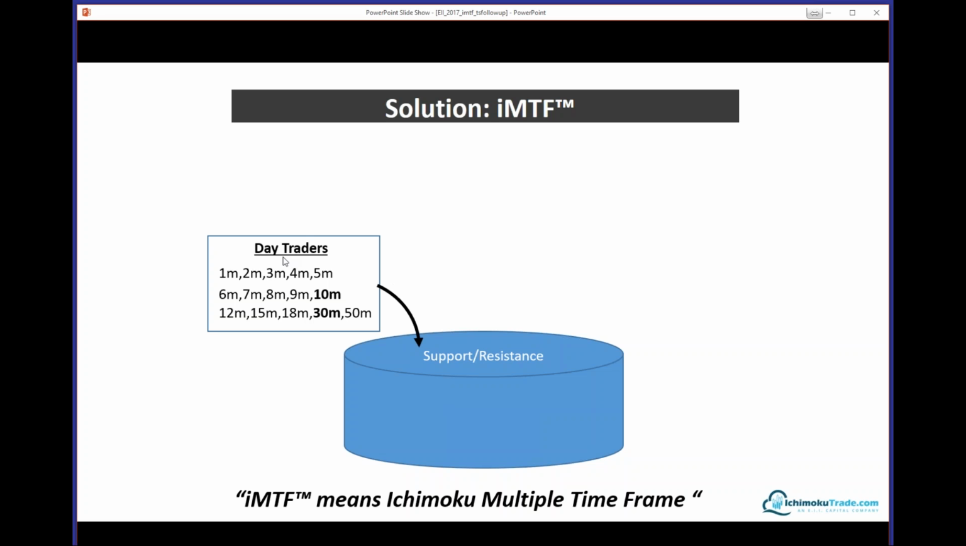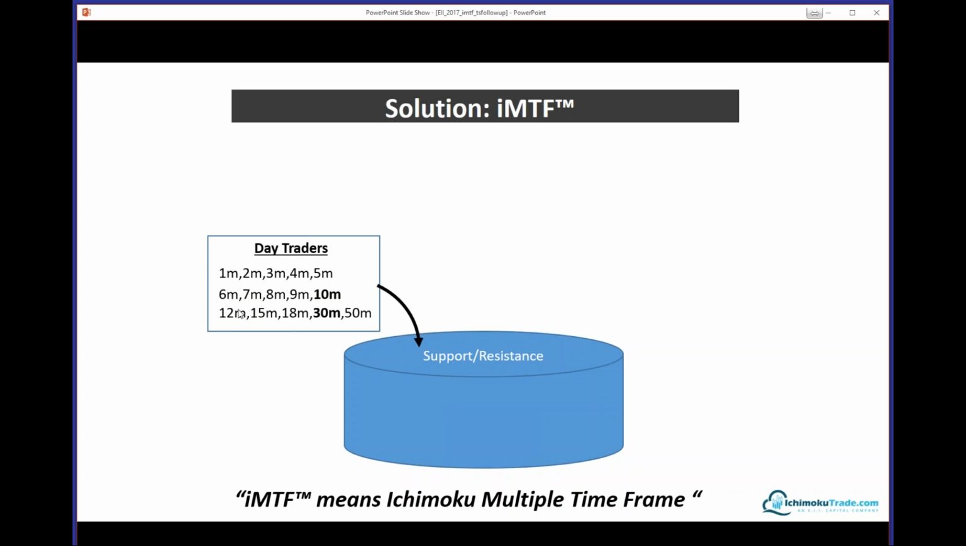So in this bucket of day traders, we are literally analyzing everything from 1 minute up to 50 minutes, and what we're doing is we're analyzing all those time frames and seeing when all the day traders are thinking of the same support resistance level. When all the day traders come up with the same support resistance level, that's when we say that's a day trading support resistance level. If there are any discrepancies with any of these day traders, then we're not going to say there's a day trading support resistance at all.